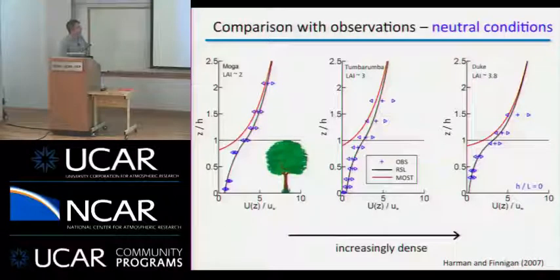But before we do that, I wanted to show you this, which is three canopies of three different densities, moving from a leaf area index, which is the vertical integral of all of the canopy elements' frontal area, and moving from a relatively less dense forest to a relatively dense forest. The blue is observations, and the red is what you would expect from a displaced version of Monin-Obukhov. And so you can see that we are now able to match the measurements quite nicely across a range of canopy densities.